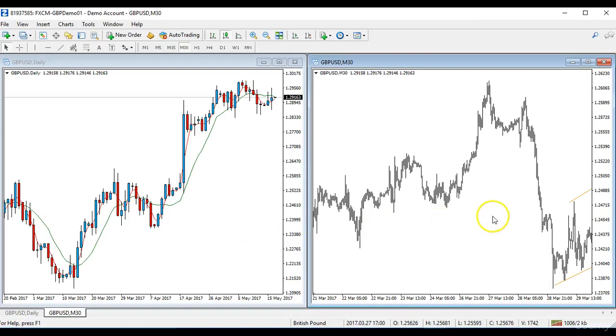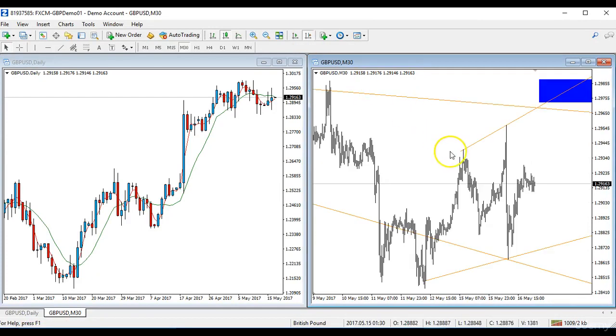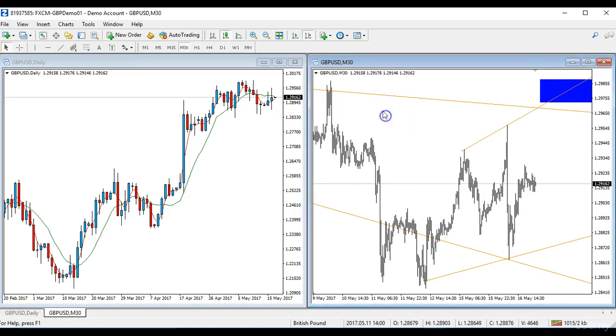So another very effective way to make money in the markets is to only trade in line with the momentum on a higher time frame. So what do I mean by that? On the right, you will see the 30-minute time frame, and on the left you'll see the daily time frame.